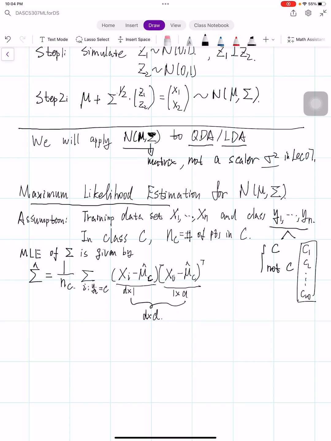And mu hat c is just the sample mean for all points in class C. We also need to estimate the prior pi c. We want to know, in our population, approximately what proportion of the points falls into this class. This is given by the number of elements in C divided by the total sample size.